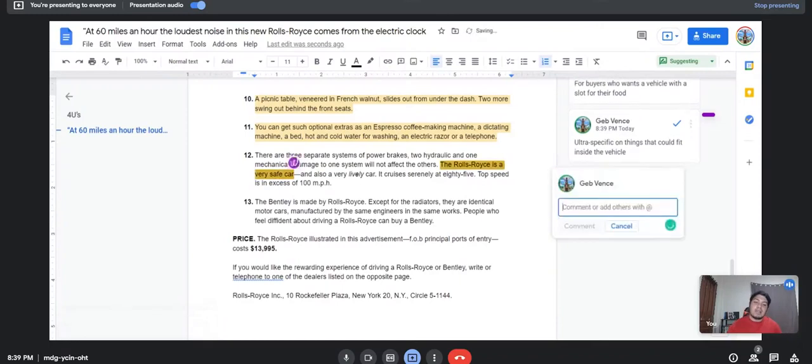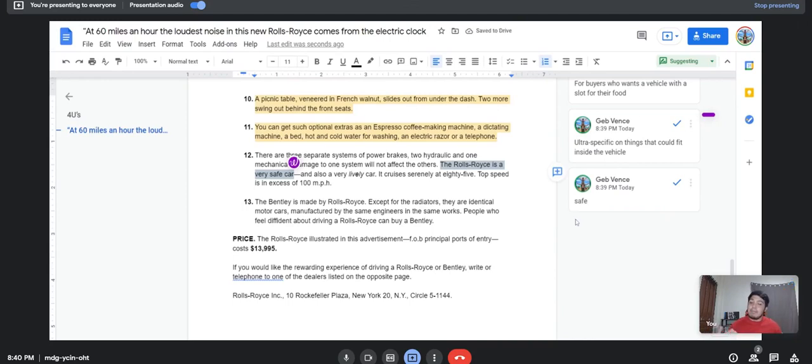Kahit sabihin natin, alam na natin in our head that this car has safety mechanics, but restating it drives the desire even further. Okay? That's the reason why we repeat it. Kahit alam na natin na, of course, meron silang pang-protection. And also, a very lively car. It cruises certainly at 85. Top speed is in excess of 100 miles per hour.